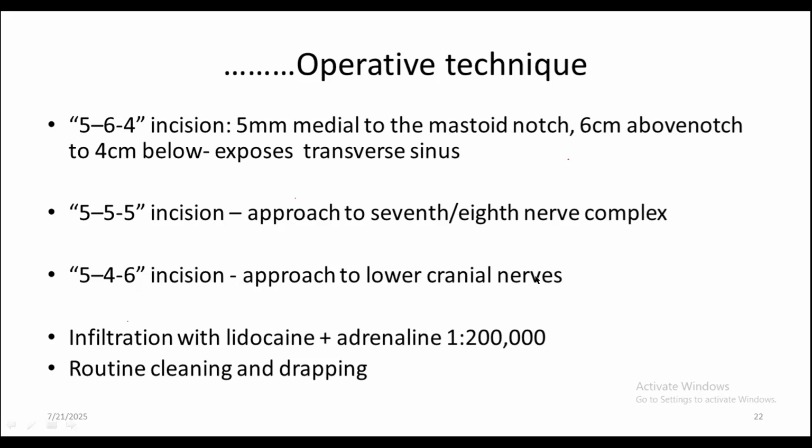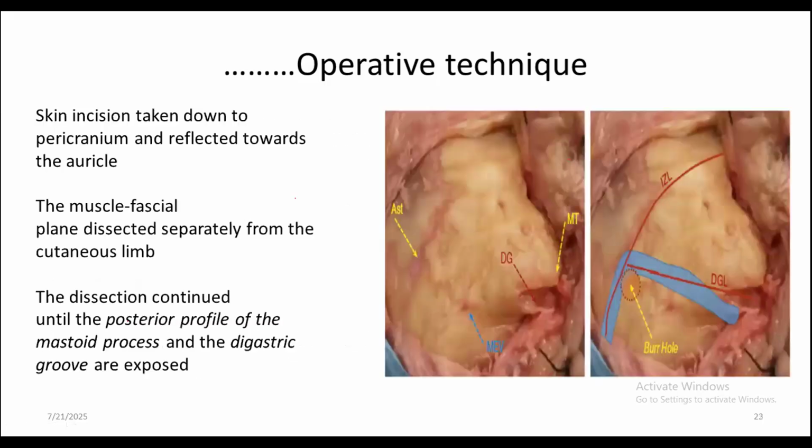The area is shaved, cleaned, and infiltrated with lidocaine and adrenaline 1 in 200,000, and then routine cleaning and draping will be done. The skin incision is usually taken down to the pericranium and reflected towards the auricle. And the muscle and the fascial plane are usually dissected off the field. The muscles of the suboccipital triangle, as earlier alluded, are reflected inferiorly.